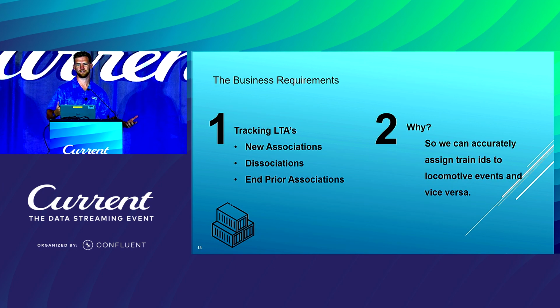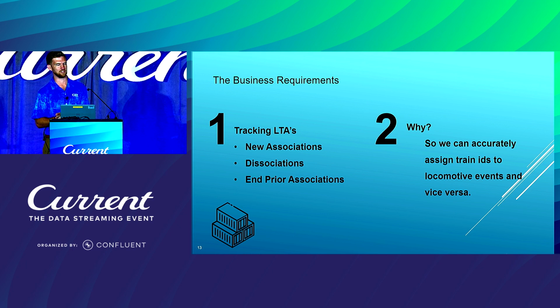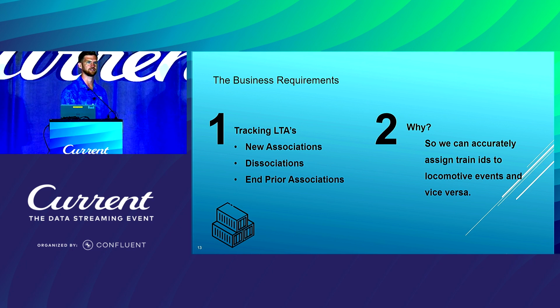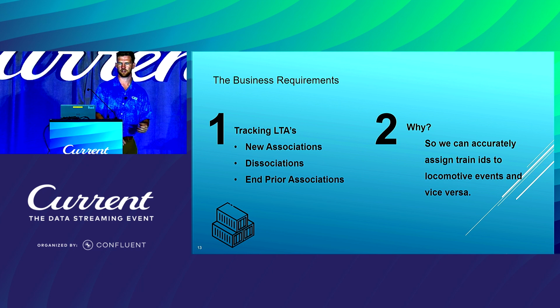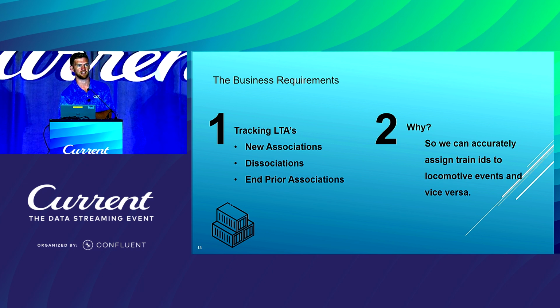So, all in all, the ask is pretty simple. You want to know what locomotives are driving your train that day. To do that, we need to handle establishing associations to trains. We need to end date those associations. And critically, a locomotive should only ever be associated to a single train at a time. So we need to make sure we end prior associations as new ones come in.